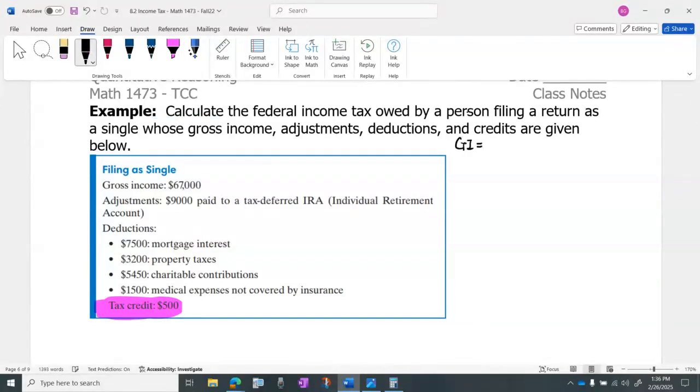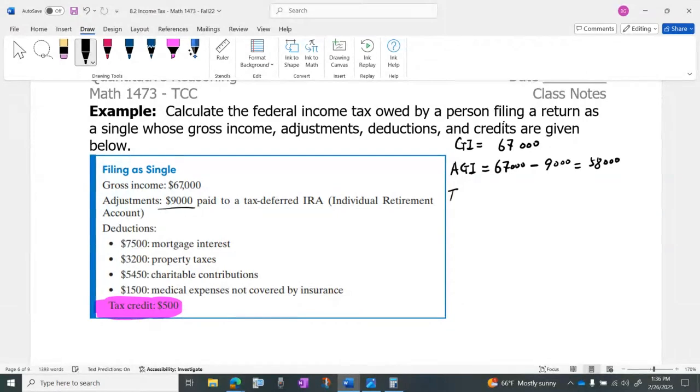Gross income is 67,000. Let's just ignore the unit, they're all in dollars. The AGI, adjusted gross income, is the gross income minus adjustment. He only has one adjustment, that is the money he put in the IRA, so minus 9,000. The difference is 58,000. 67 grand minus 9 grand is 58,000. If I calculate anything wrong, let me know.